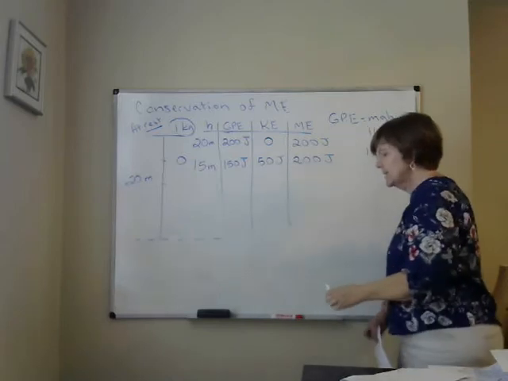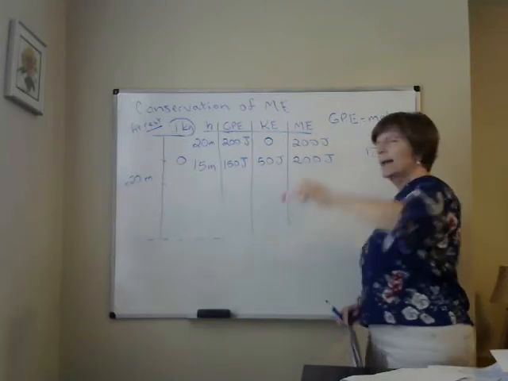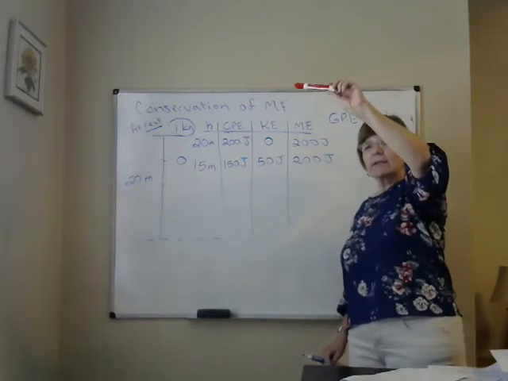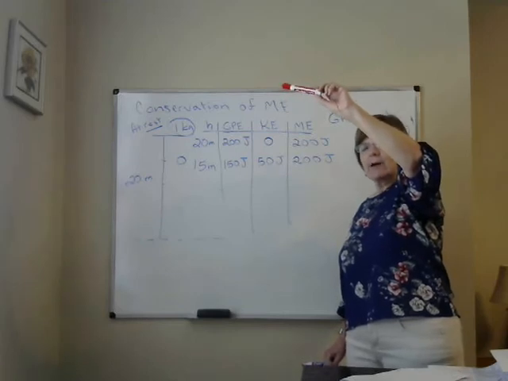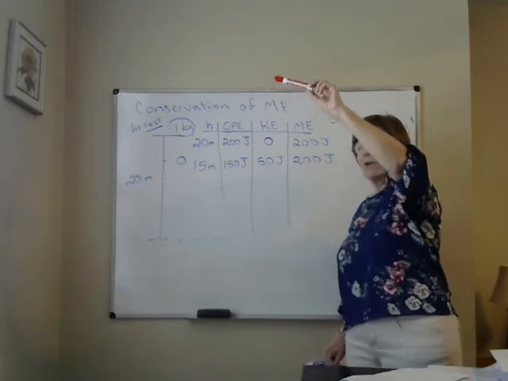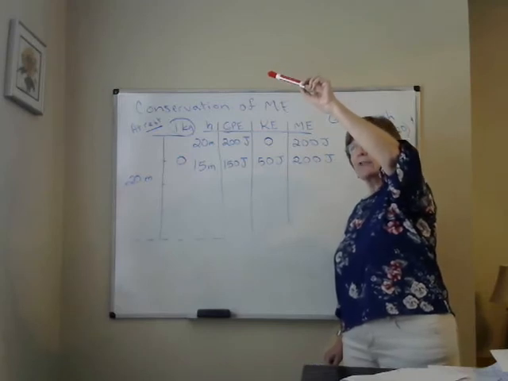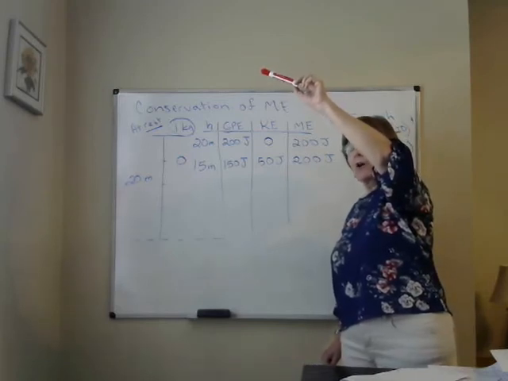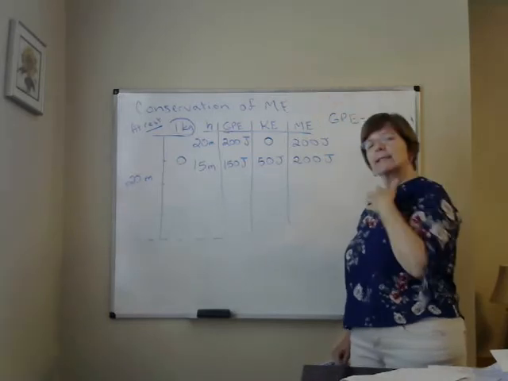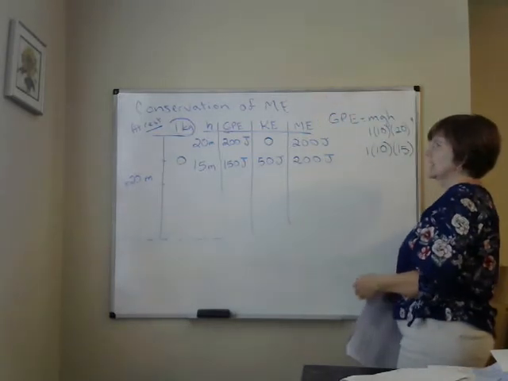Think about what happens if I drop this red marker. At the beginning, it has no kinetic energy, but it's got potential. As it falls, it's going to gain kinetic energy, going faster and faster, and lose potential. All of the potential energy is getting converted into kinetic.